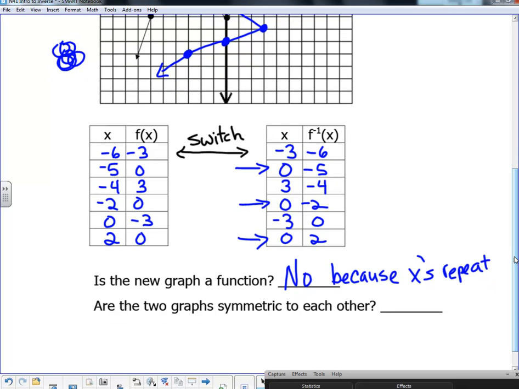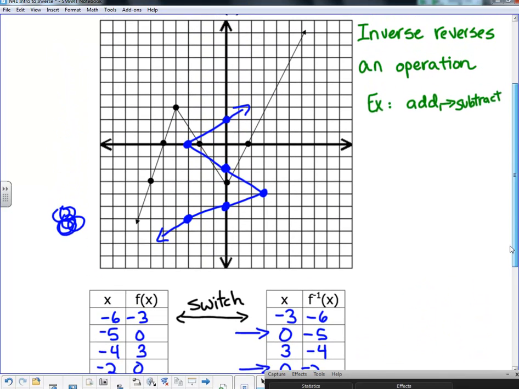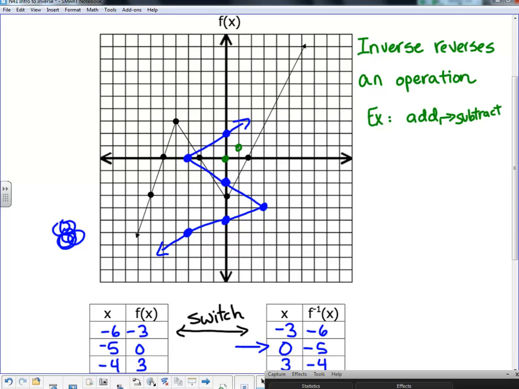Are the two graphs symmetric to each other? Well, let's look at the graph of y equals x to determine if they are symmetric. Remember, y equals x is the linear parent function, so let's start by graphing that first. After we get this graph, now we're going to compare corresponding points from the original to the inverse.